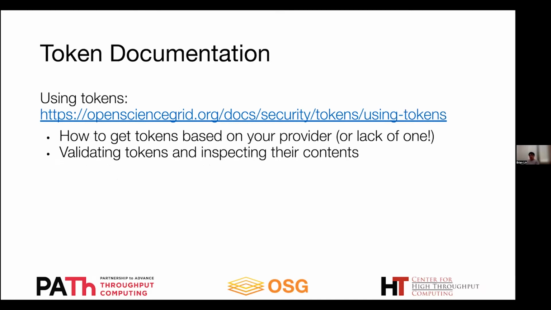We also have a document that is a bit more technically focused, boots on the ground, command line type stuff about how to actually use the tokens and how you can get tokens based on your provider. Say if you are a member of the CMS collaboration, then you have methods of requesting a token from CMS. Alternatively, if you are contributing to the OS Pool, or what was formerly known as the OSGVO, we do not have what is called a token provider, an OIDC provider. And so you cannot request a token from us, but there are ways to generate test tokens. And this document describes how to do that. This document also goes into how to validate tokens and then inspect their contents.